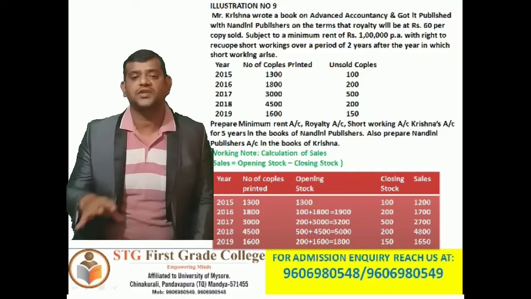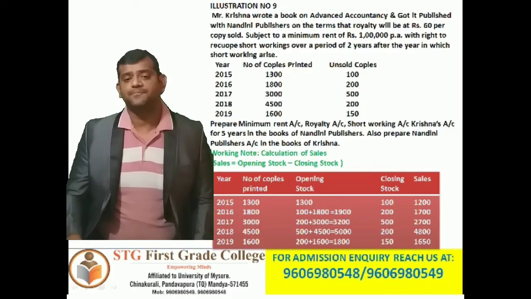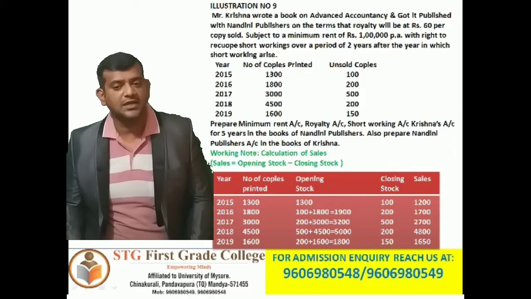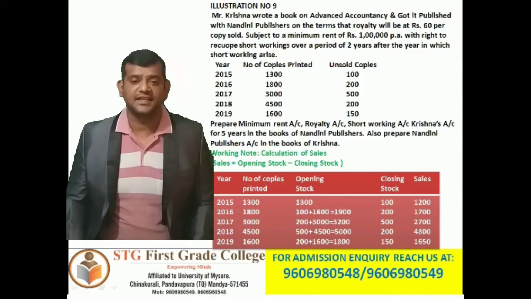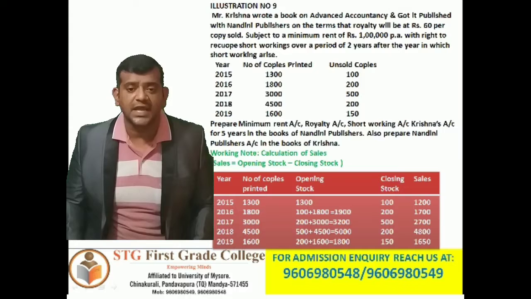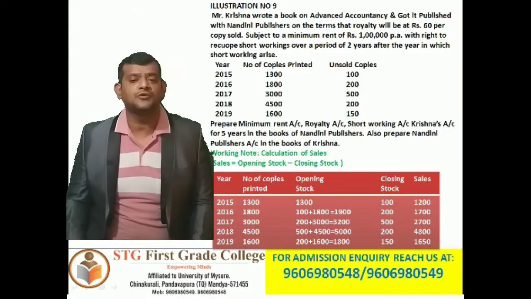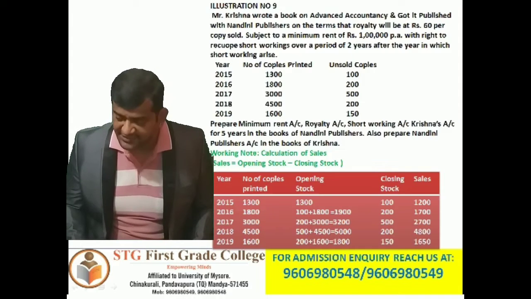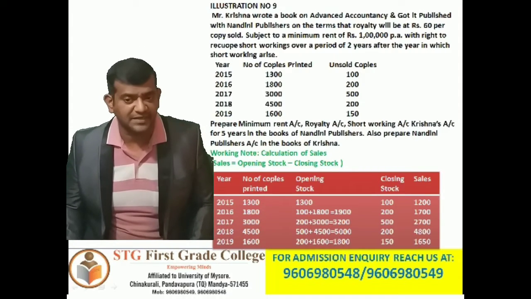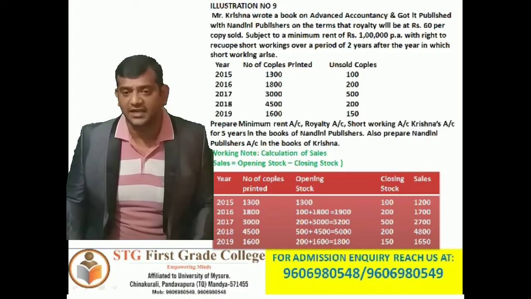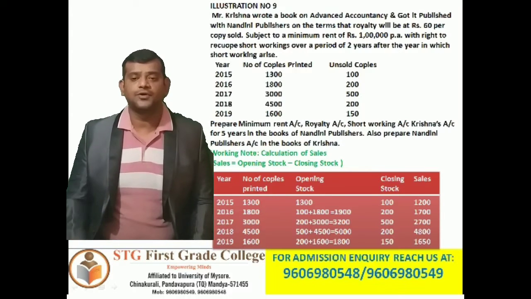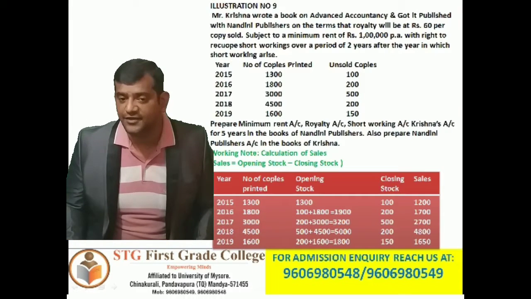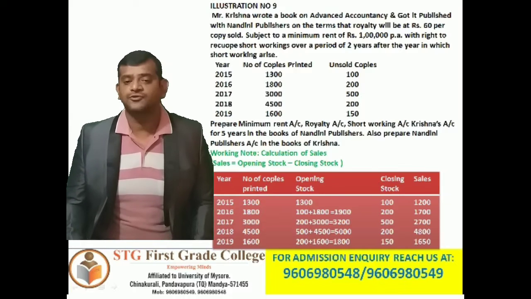So let us look into the first year. So open a table: year, number of copies printed, opening stock, closing stock, and sales. So 2015, number of copies printed 1300. So opening stock was 1300 itself, that is number of copies printed only. Closing stock was 100, which is unsold, 100 books. So 1300 minus 100. So sales for the year 2015 was 1200 books.